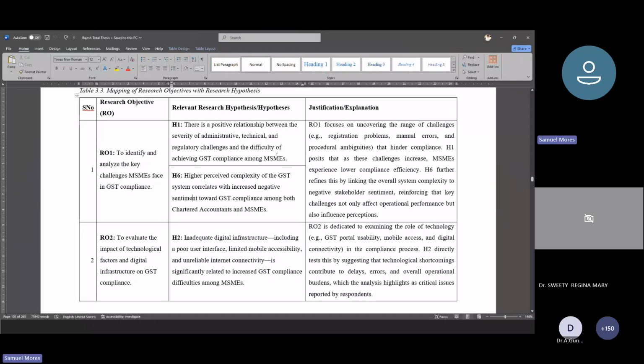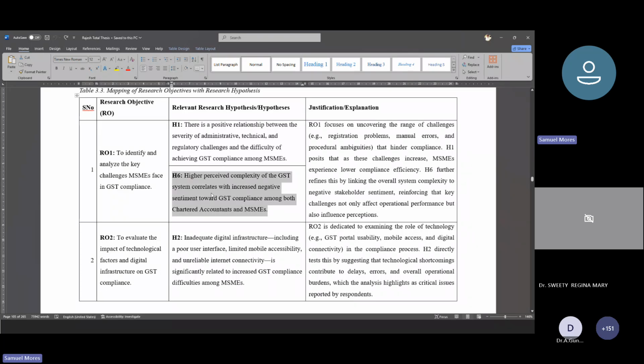Objective is achieved through testing two hypotheses. Hypothesis basically is an assumption. Okay, these assumptions are tested through analysis, right? So what are the hypotheses I have taken to achieve this objective? Okay, the first hypothesis is there is a positive relationship between the severity of administrative, technical, and regulatory challenges and the difficulty of achieving GST compliance among MSMEs.